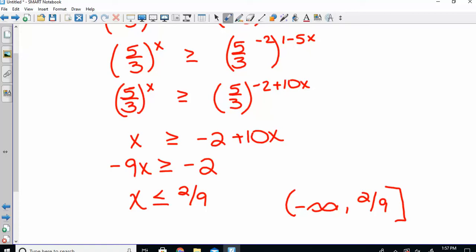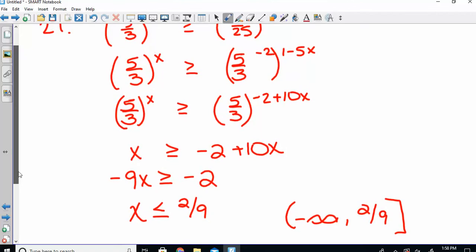What number is this one? That was 27. That's 27? Mm-hmm.